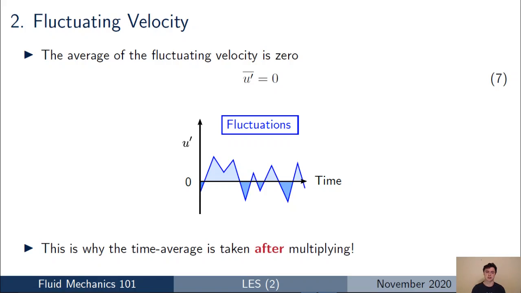This is why you often see the averaging bar or the triangular braces above those stress components, because we have to take the average after multiplying the velocity components together. And in terms of the kinetic energy, of course, if you multiply u by u, the square is always positive. So if you had u squared and then averaged, that value is going to be non-zero, which is part of the reason why we take the average after multiplying together.